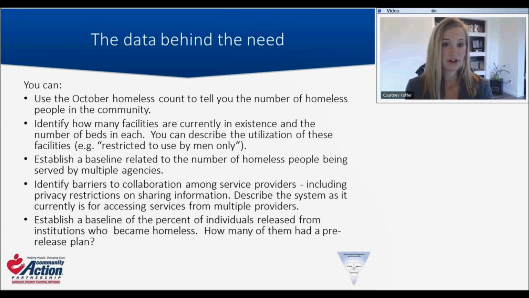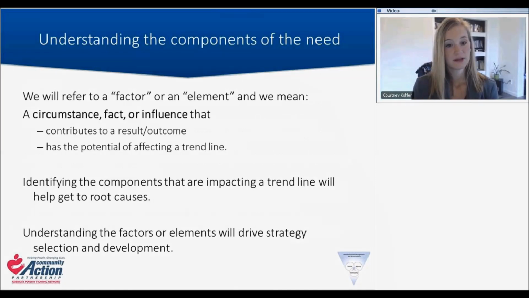And so that last bullet there, whenever we talk about that, that's going to require some follow-up from the institutions themselves. And they will have to be partners in this data gathering stage. And so at this point, I'm going to go ahead and turn it over to Barbara, and she's going to talk about the components of the need.